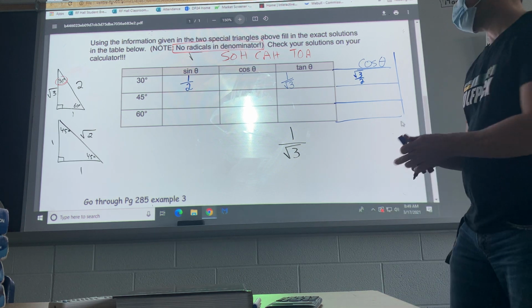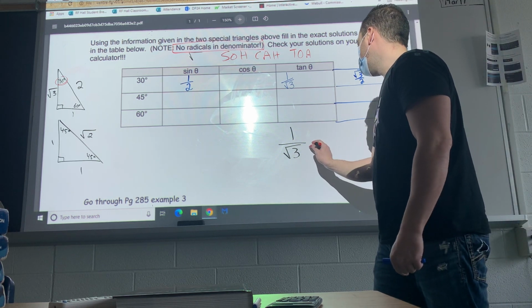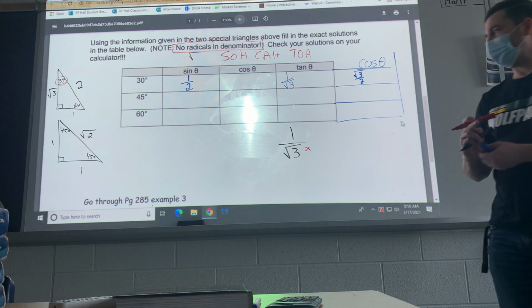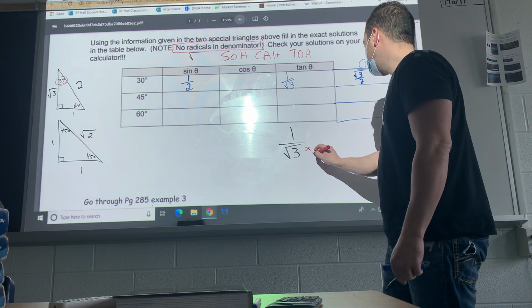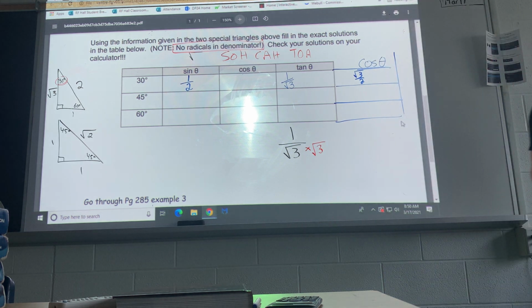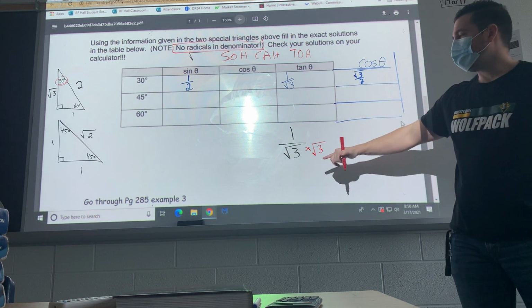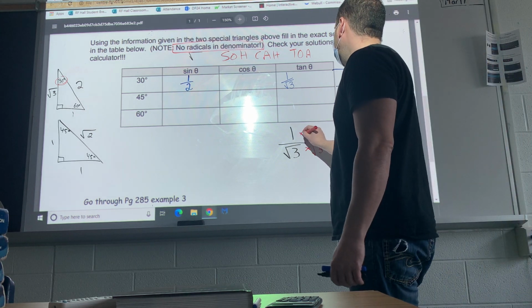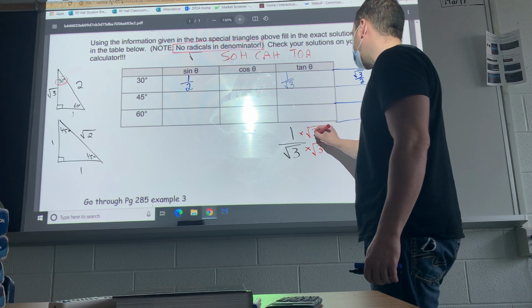Well, it's a tough question. What we're gonna do is multiply it by itself. Okay, we're gonna multiply it by itself. So we're gonna multiply it by root 3. Whatever you do to the denominator, you must do to the numerator. So we're gonna multiply the numerator by root 3 as well.